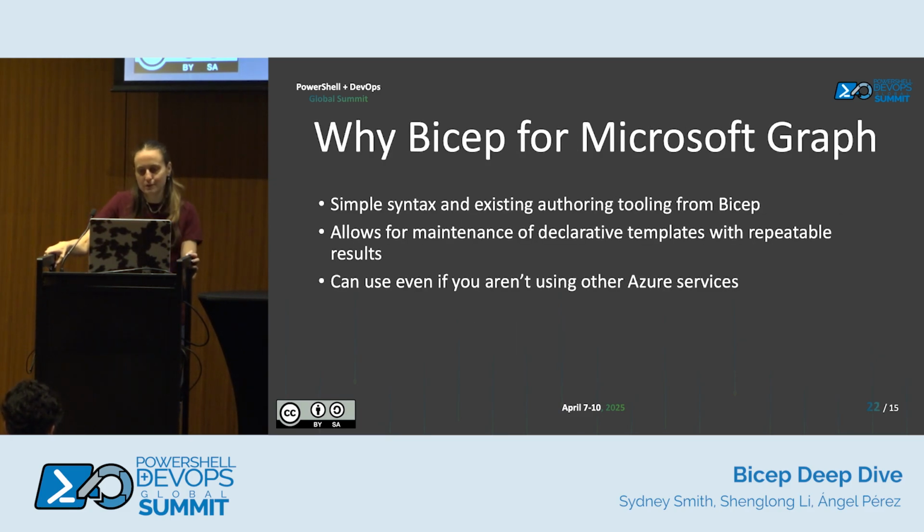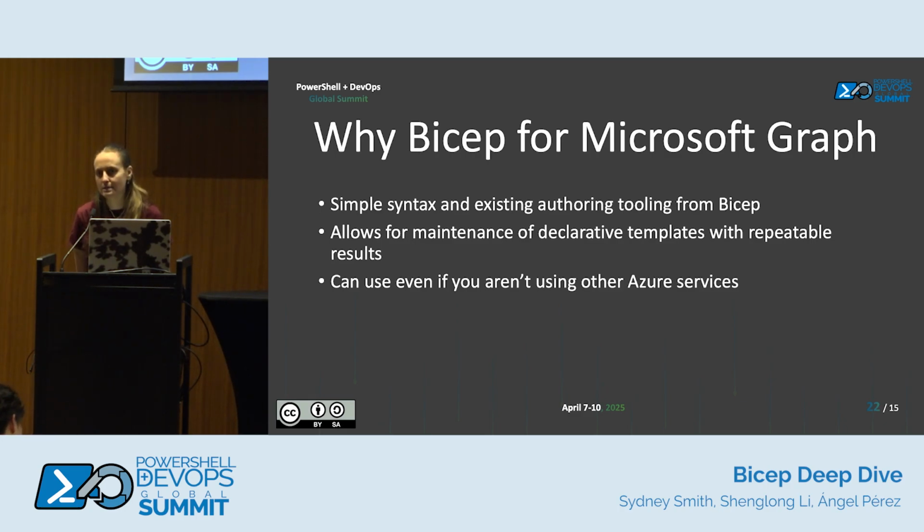So why would you use Bicep for Microsoft Graph or for Entra? Well, we've talked a lot about the benefits of Bicep today, like the type system and the simple syntax. You can also use all the existing tooling that is out there for Bicep today, like the VS Code extension, which provides you with completions and linting. It also provides you with all the benefits of infrastructure as code, with repeatable deployments. And one thing I did want to note is that if you aren't using other Azure services, there is still a way to use Bicep for Entra.